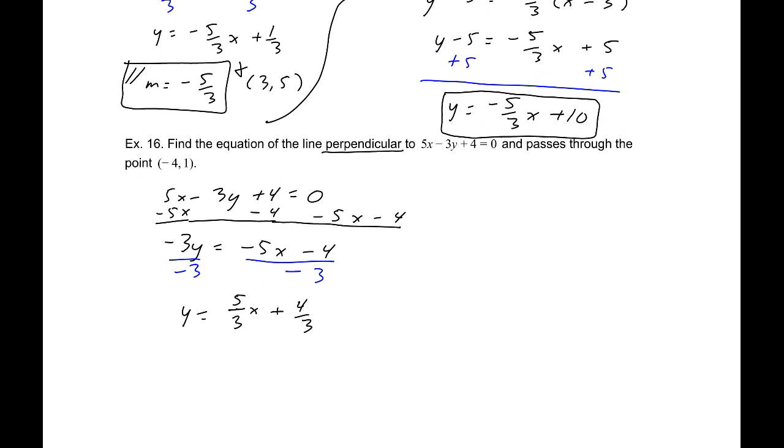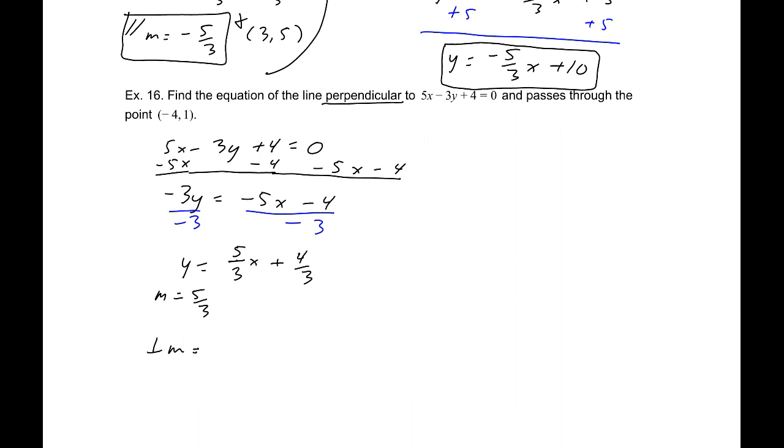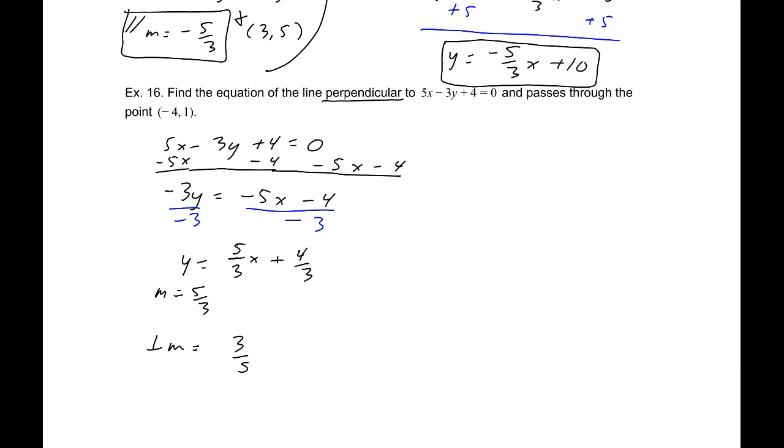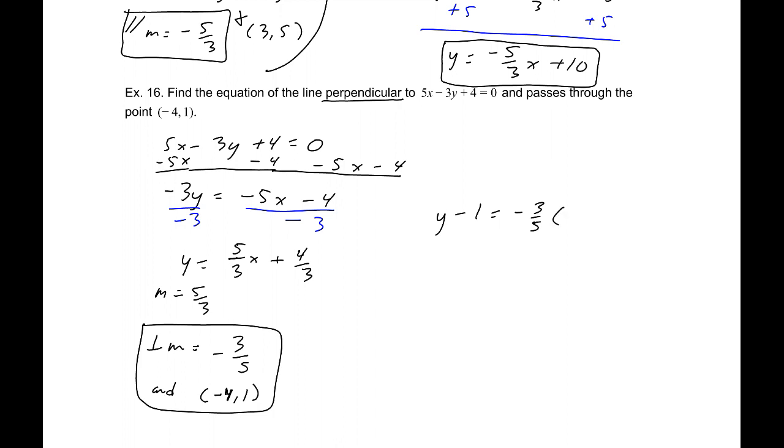So our slope here is 5/3, which means that the perpendicular slope is the opposite reciprocal. So for it to be the reciprocal, it becomes 3/5. To be the opposite, it needs to be a negative 3/5. So we're going to use that along with our point negative 4, 1 to find the equation of our line. Y minus y1, so y minus 1 equals slope negative 3/5 times x plus 4, because we're subtracting a negative 4 there.